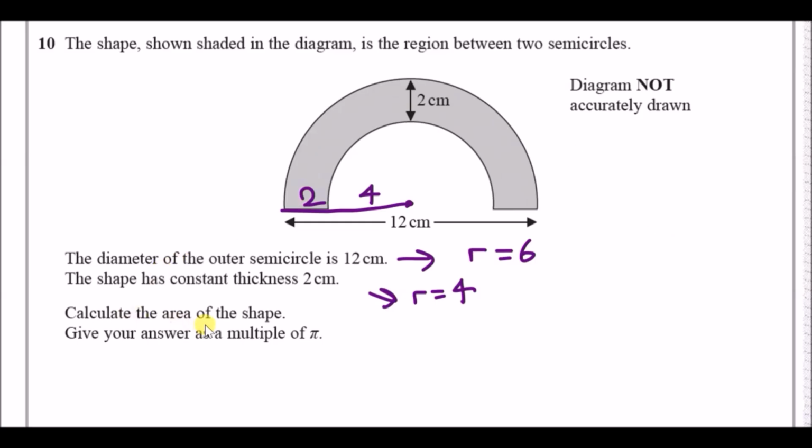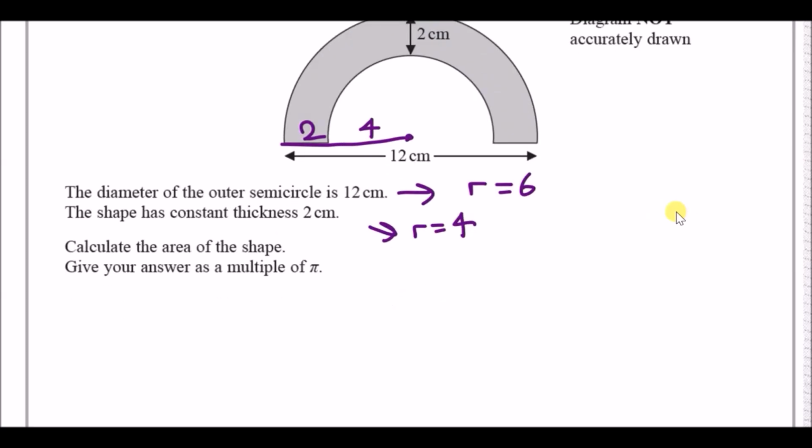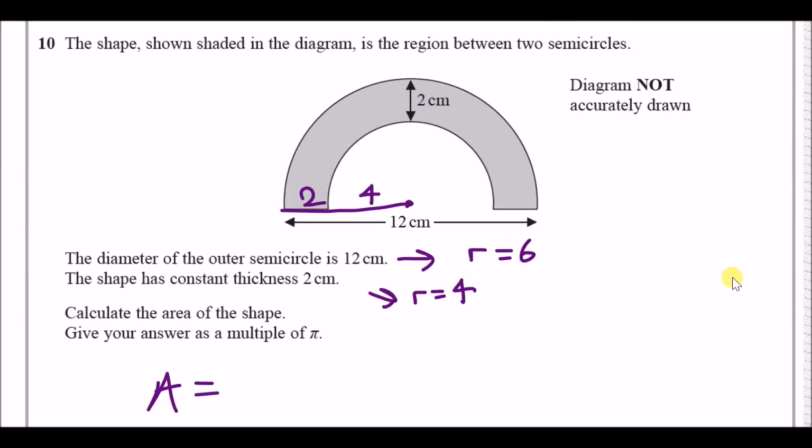Okay, next, calculate the area of the shape. Give your answer as a multiple of pi. Okay, so the main idea is that we want to firstly find the area of the whole semicircle, assuming there's no white bit, and subtract the smaller semicircle from it. Now the area of a semicircle is actually the area of a circle, which is pi r squared, and then halved.